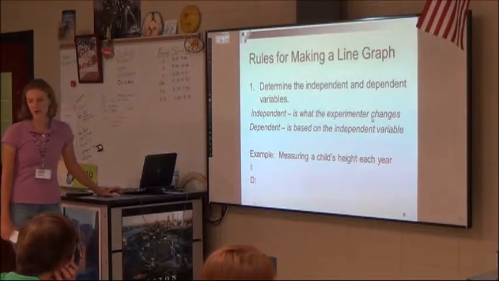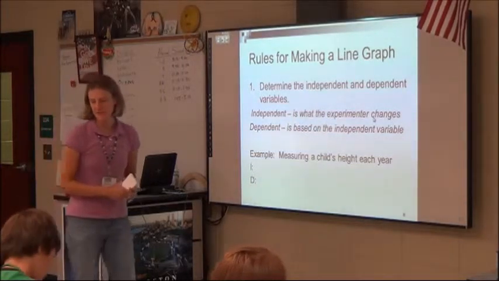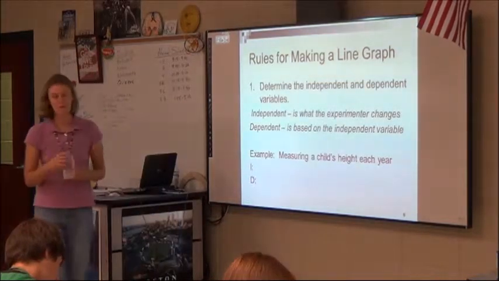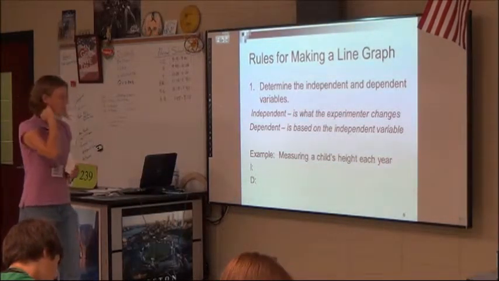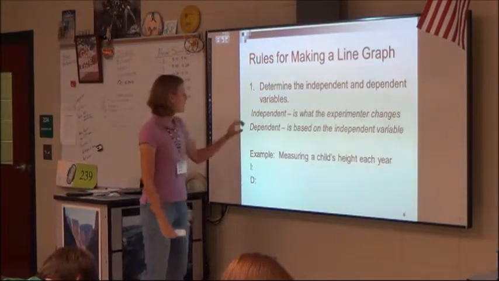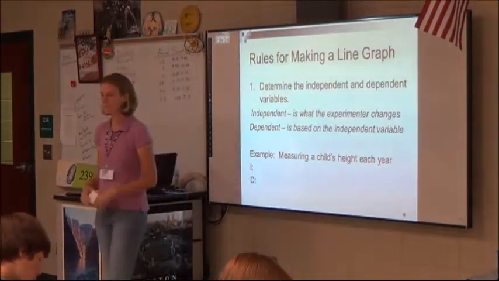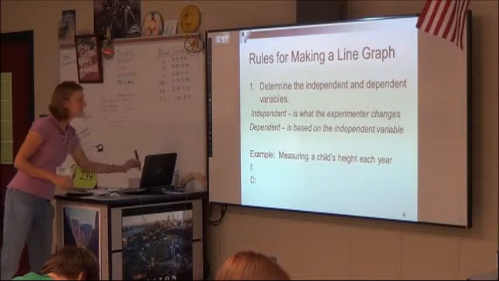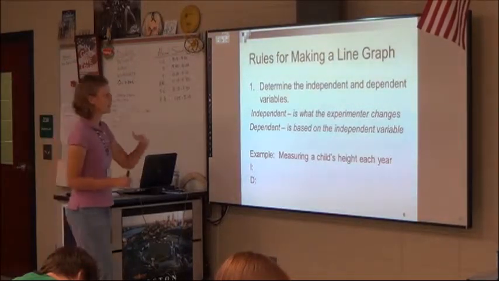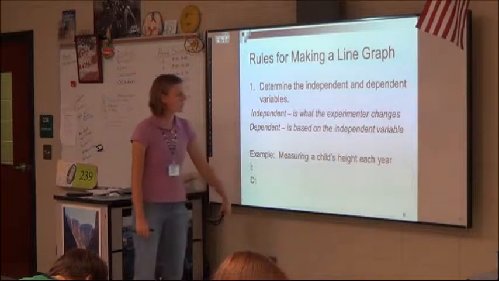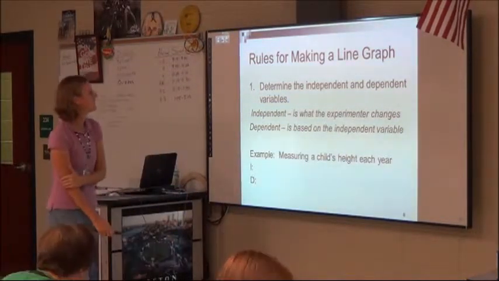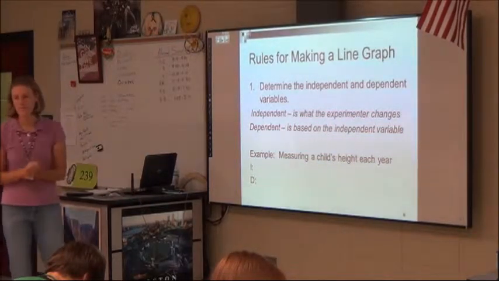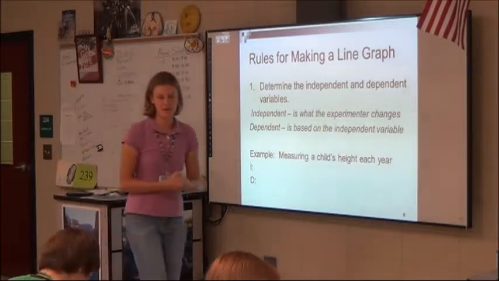All right, rules for making your own line graph. So we know a little bit about how to read graphs. Now we want to make some of our own. There are rules for where the variables go. Whether it is a line graph or a bar graph, this would be true. But you got to determine what's what, the independent and dependent variables. So hopefully we remember this from back when we were talking about scientific method.